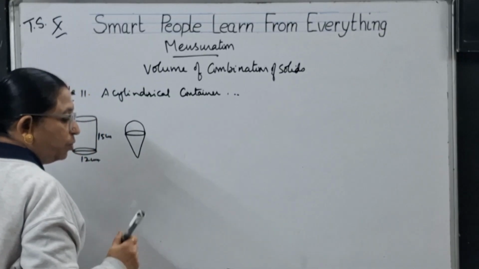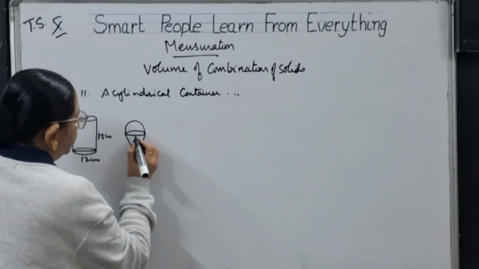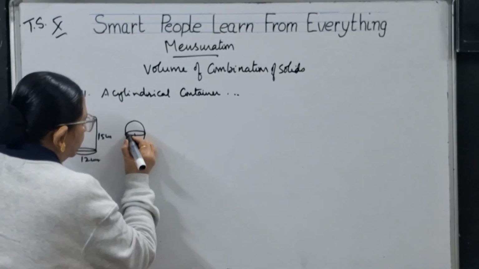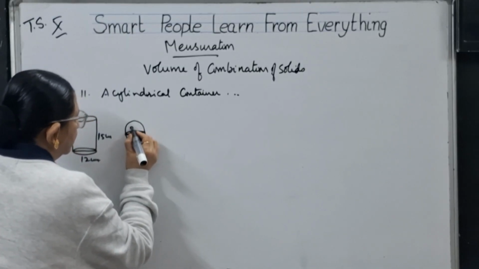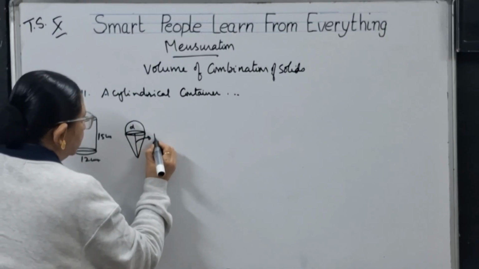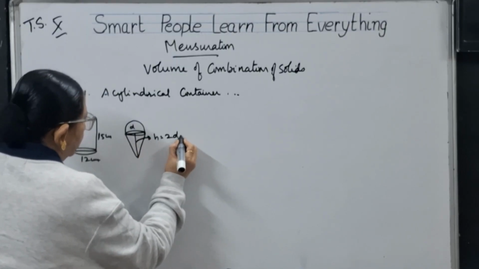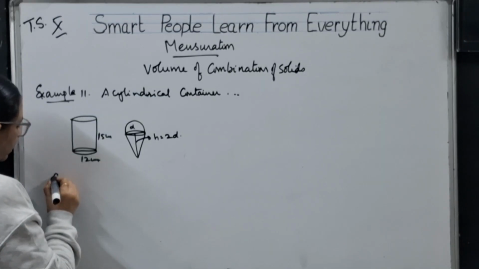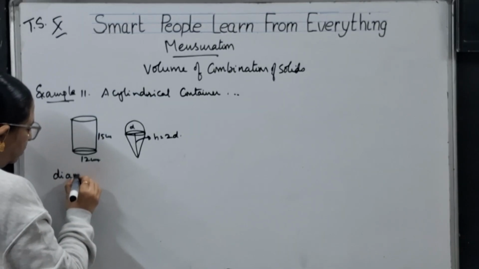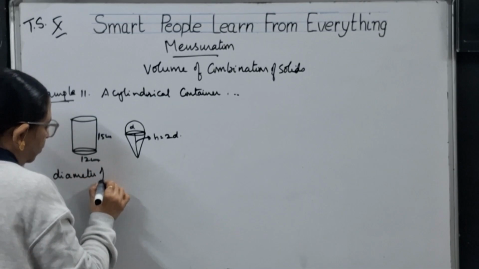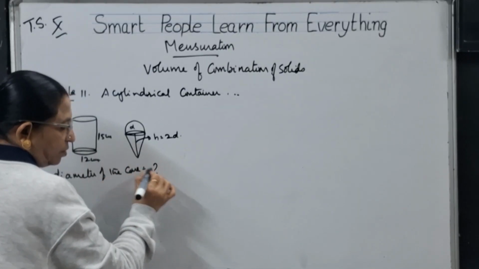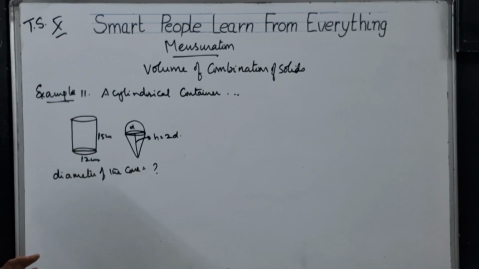If the height of the conical portion is twice the diameter. So this is the height of the conical portion and this is the diameter. So height is equal to 2 times the diameter. Now the question is, what is the diameter of the cone?